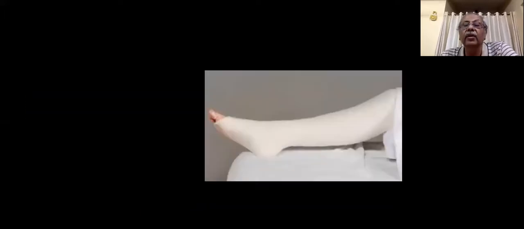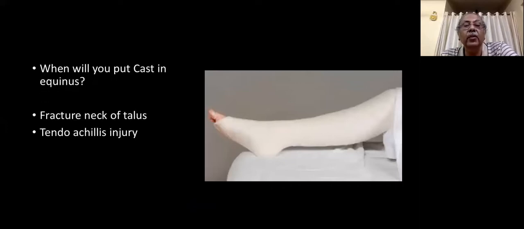Okay. In which situations do you purposefully put the foot in equinus position? There are two conditions. One is conservative treatment of fractured neck of the talus, and the second is a tendo Achilles injury.